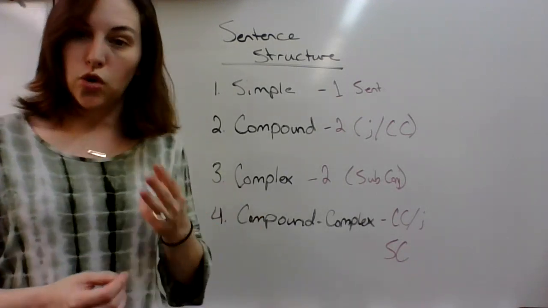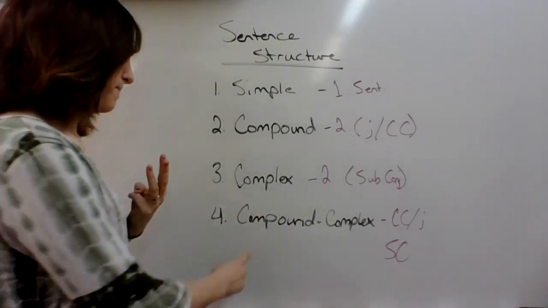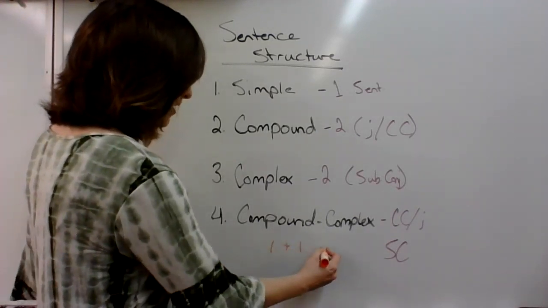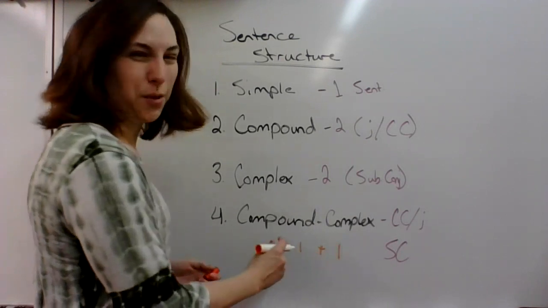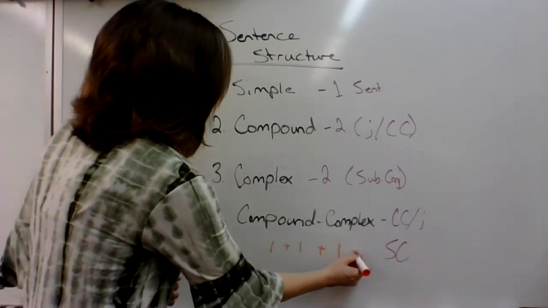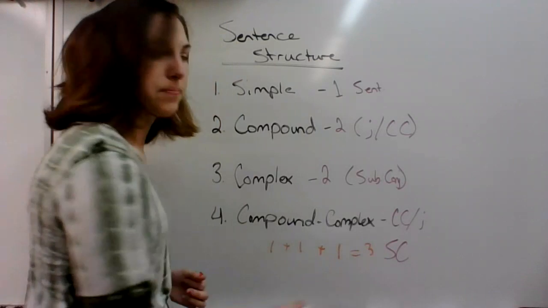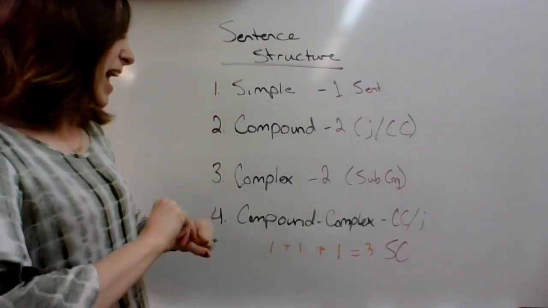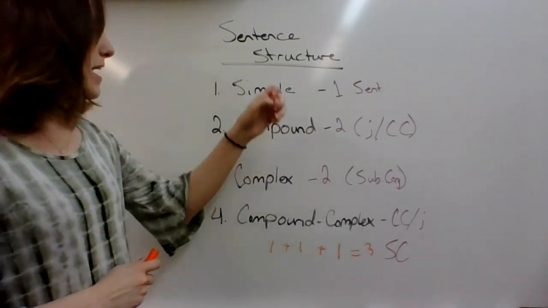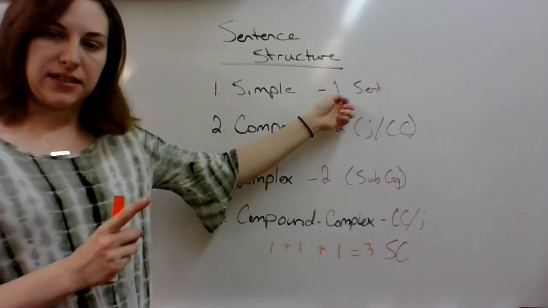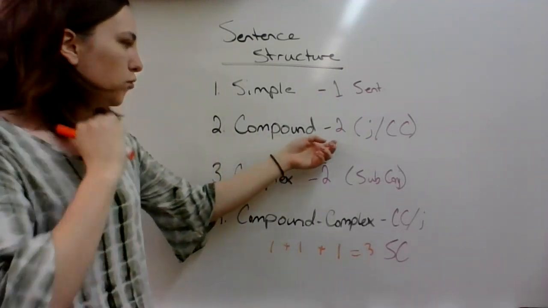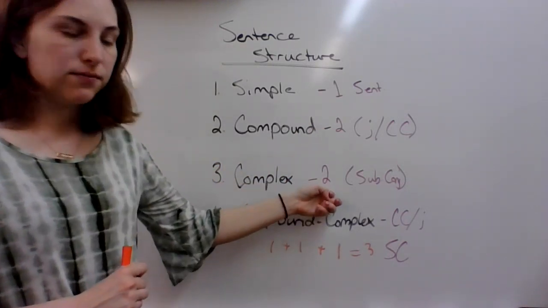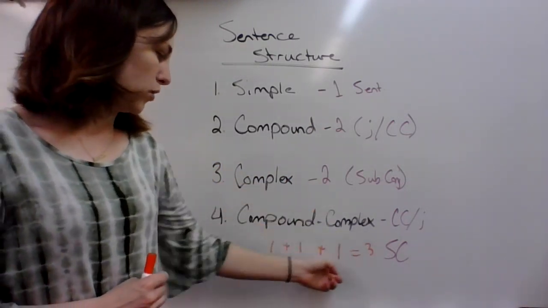So in essence, you're going to have three different clauses. Two for the compound, 1 plus 1 plus 1, a little bit of math here, equals three clauses, three different subjects and verbs. And that's what the numbers mean as well. A simple sentence will have one subject and verb, one set. Compound will have two subjects and verbs, two sets. Complex will have two subjects and verbs, and the compound complex will have three.